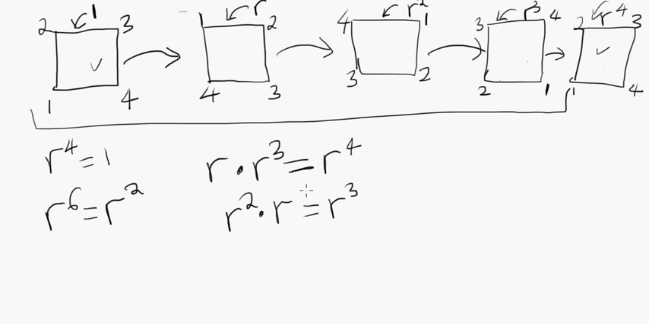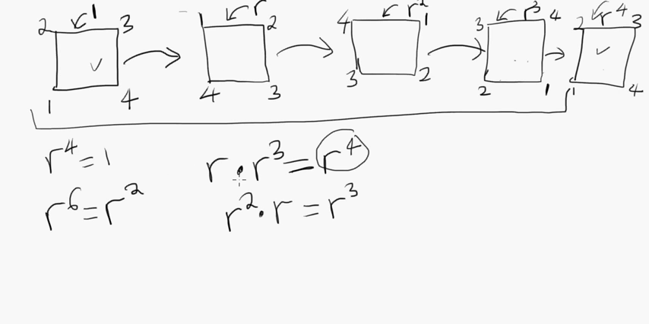Why is this so amazing, you say? Well, the reason we're so interested in this is because what we're really discovering here is that if I combine any two elements, notice that r to the 4, which equals 1, is an element of our set. R cubed is an element of our set as well.